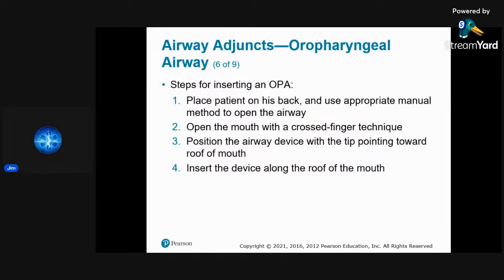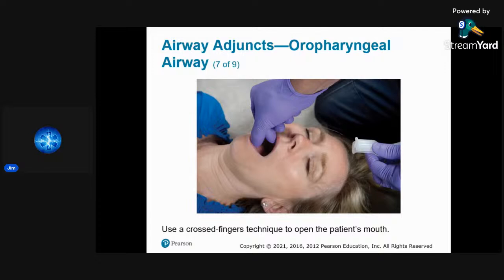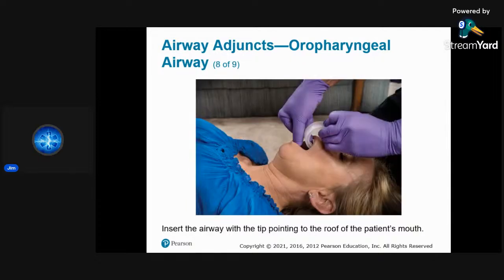How are we going to place this? Patient's going to be supine. We're going to do manual airway maneuvers to open the airway. We're going to open the mouth using our cross finger technique, which there will be a picture of here in a minute. We're going to position the airway device with the tip pointing towards the roof of the mouth, or it'll be turned 180 degrees. We're going to insert the device along the roof of the mouth, usually about halfway. Here's a nice picture of that cross technique. Here's a picture of them inserting that airway.